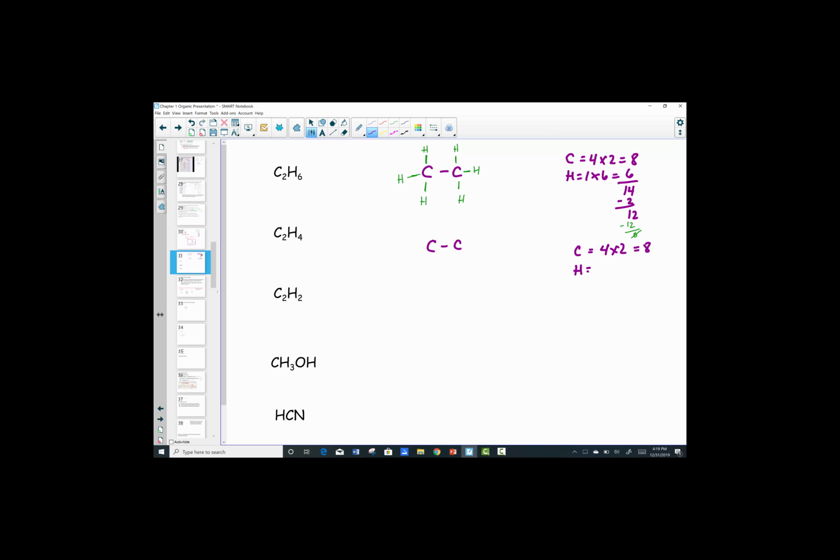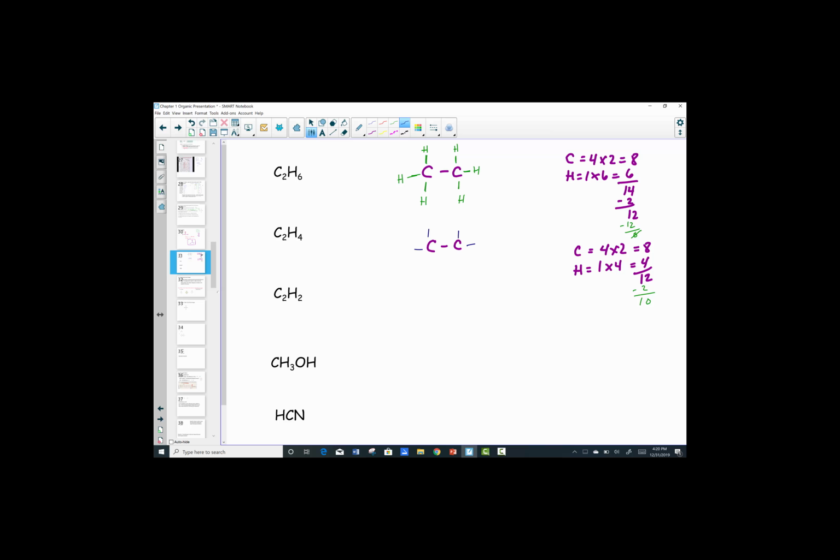But this time we only have 4 hydrogens. So that means we have 12 dots, 12 electrons instead of 14 as above. So right now I've connected C to C, and that used up 2 of those, remaining 10. So I have 1, 2, 3, 4, 5, 6 hydrogens. That would have given us the structure above, but I only had 4 hydrogens to work with.